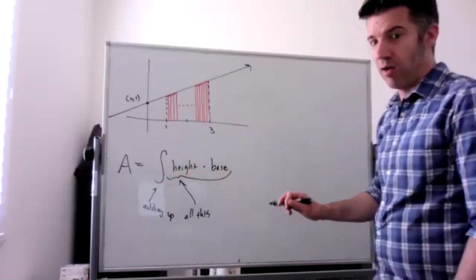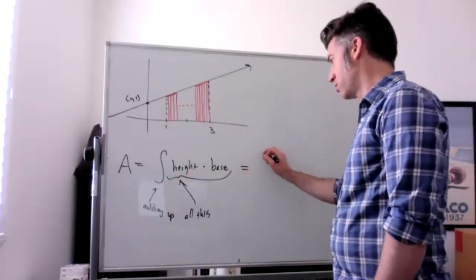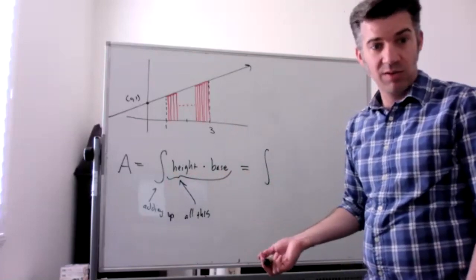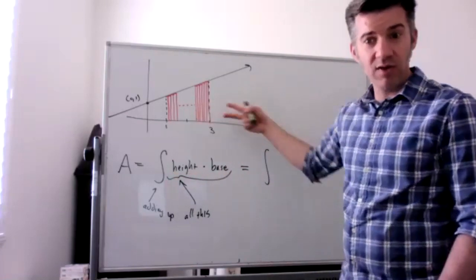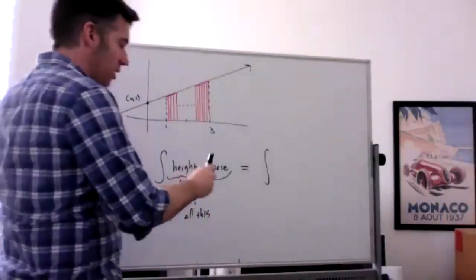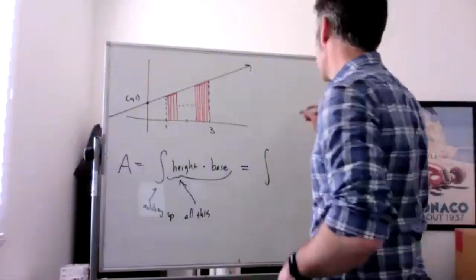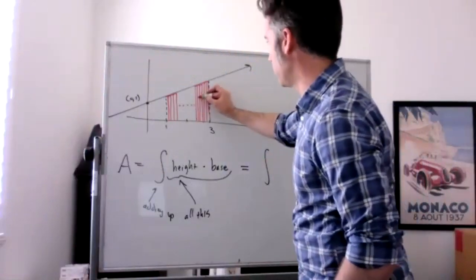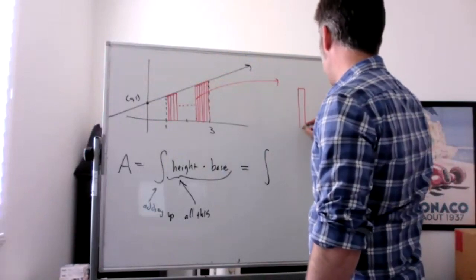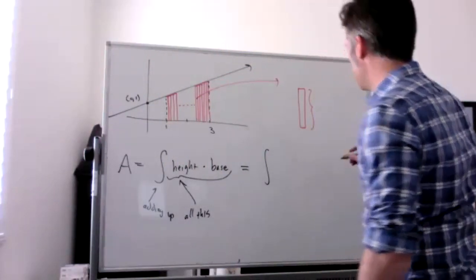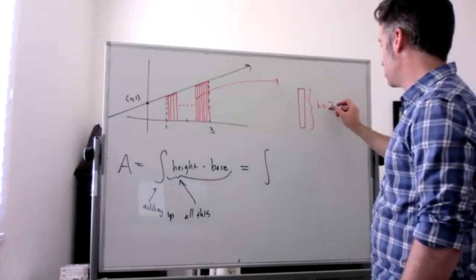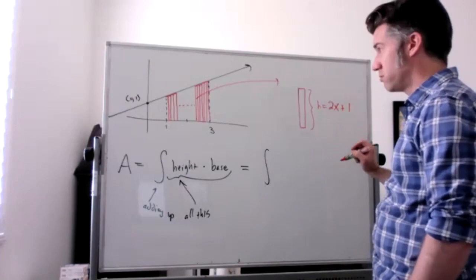Okay, well, in this particular problem, what's the height of the rectangle? Well, the height of the rectangle is just whatever the function value is, right? So if I look at just one of these rectangles, let's take that rectangle. Sure, there's my rectangle. The height of this rectangle is just whatever the function is, which is 2x plus 1.